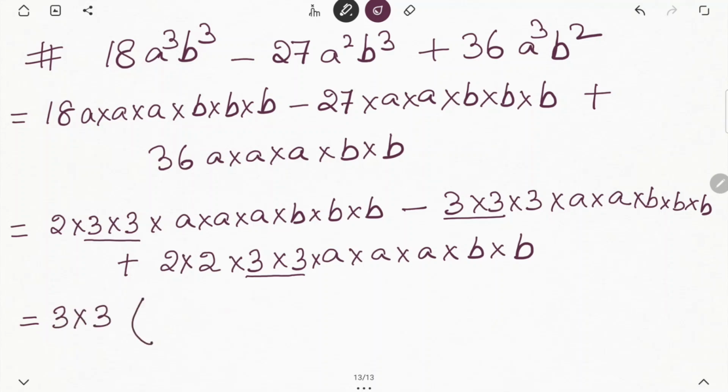Now let me come to the variable. So what about the variable? Here the variable, see, you have a into a into a.